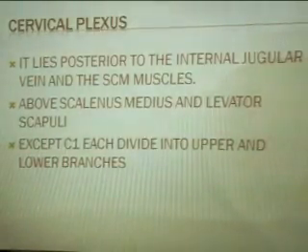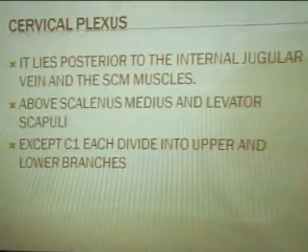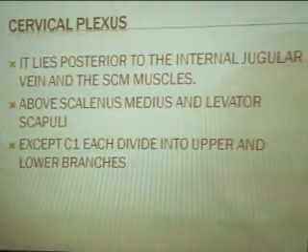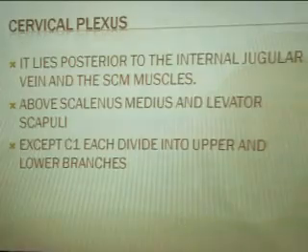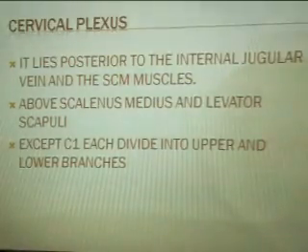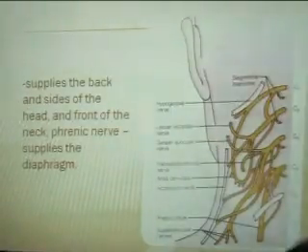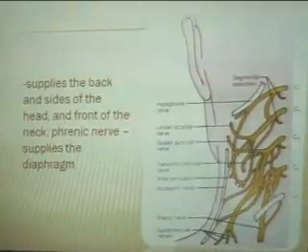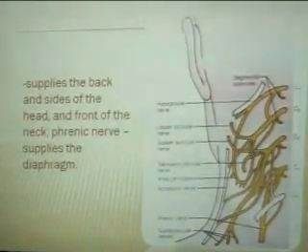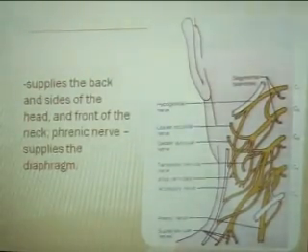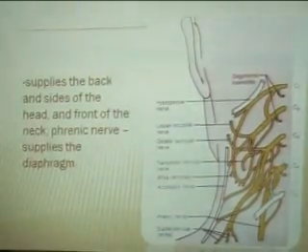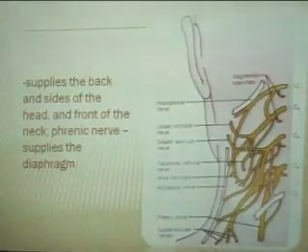Cervical plexus lies posterior to the internal jugular vein and the sternocleidomastoid muscle, and above scalenus medius and levator scapulae. Except C1, the rest of the roots divide into upper and lower branches. It supplies the back and sides of the head, front of the neck, and also the phrenic nerve, which supplies the diaphragm. So we should be very careful while giving the deep cervical blocks.